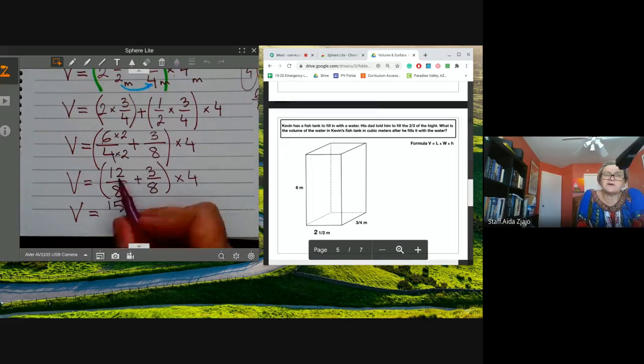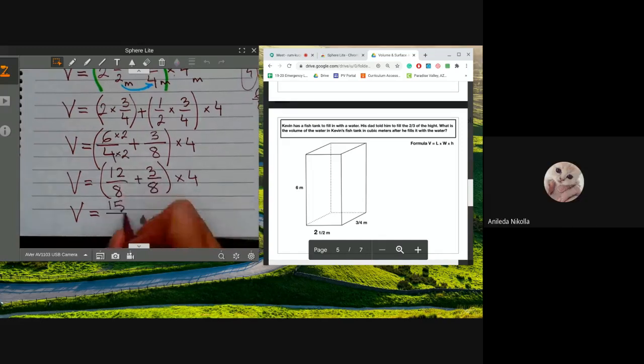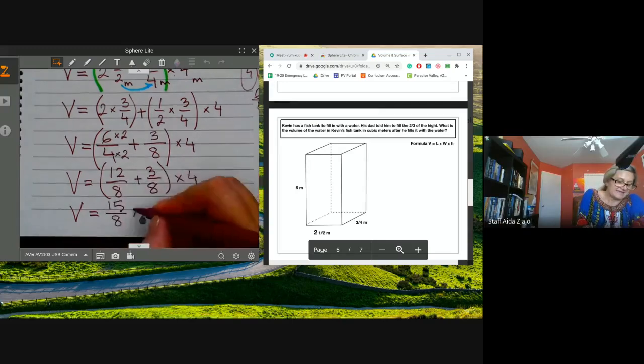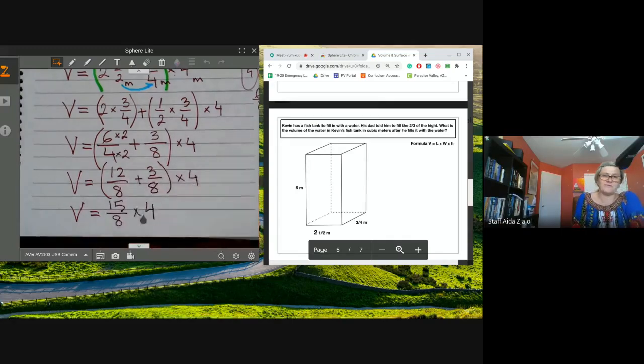Is it 36? What is 12 plus 3? Oh, I forgot. I thought we were multiplying. It's 15/8. 15/8. And finally, I need to multiply by 4.